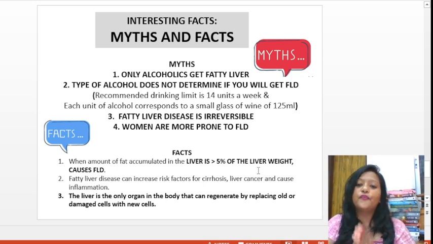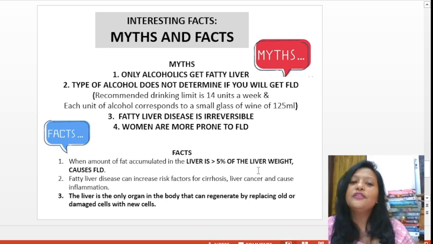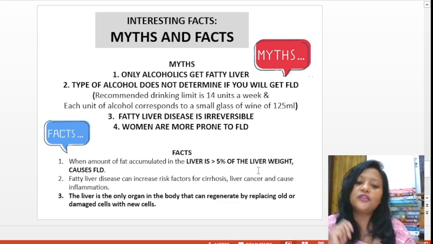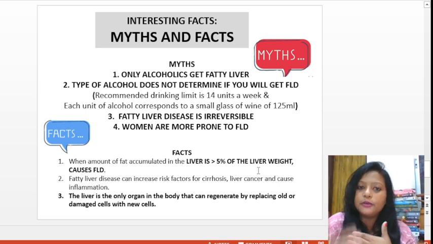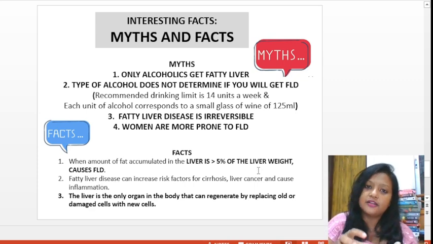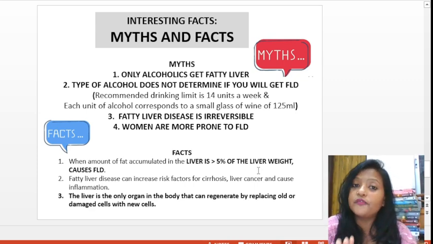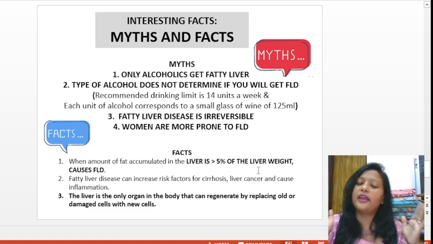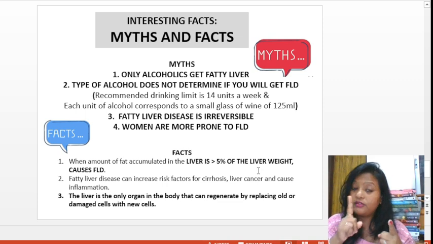Now, very, very important and interesting out here. Now I'll talk to you about some myths and facts. So let's start with myths. Okay, let's start with facts first. First of all, I told you about the liver. How much fat, if accumulated in your body, can lead to FLD or fatty liver disease? If this accumulation of fat is more than 5% of the liver weight, that means you are having fatty liver disease. This is one fact.